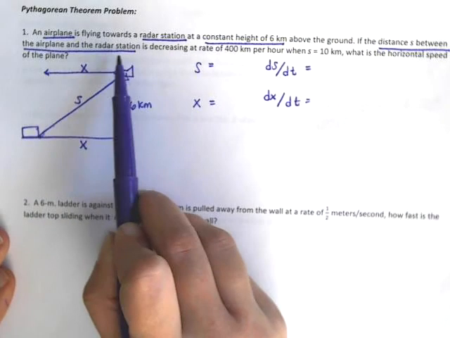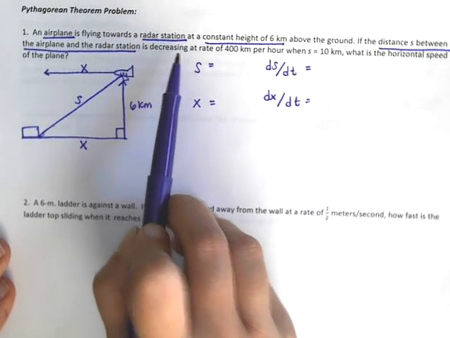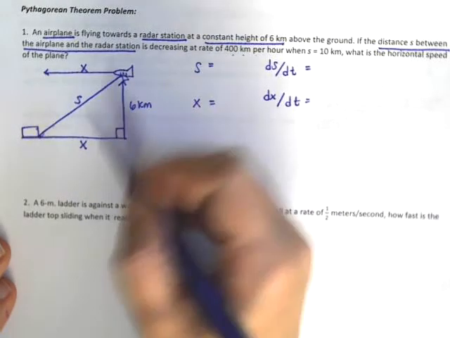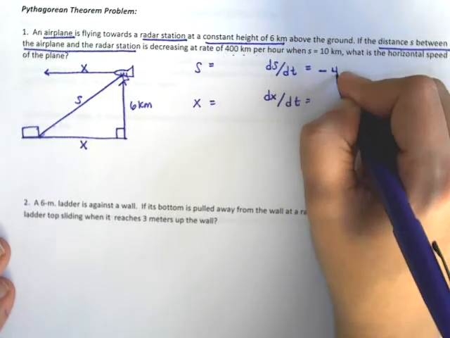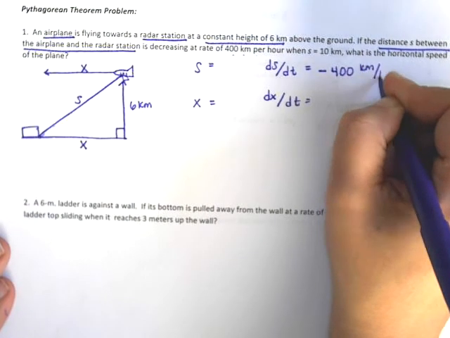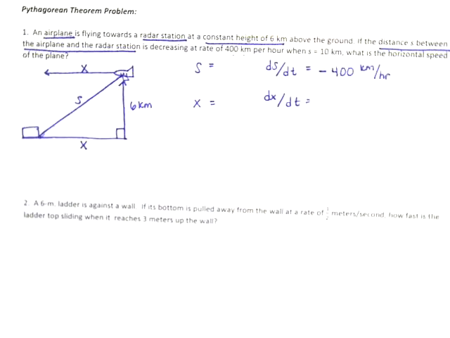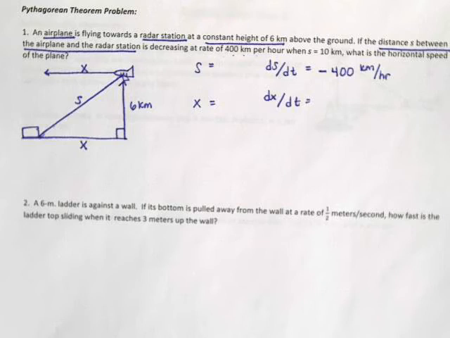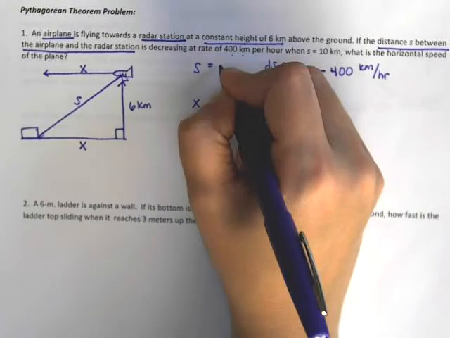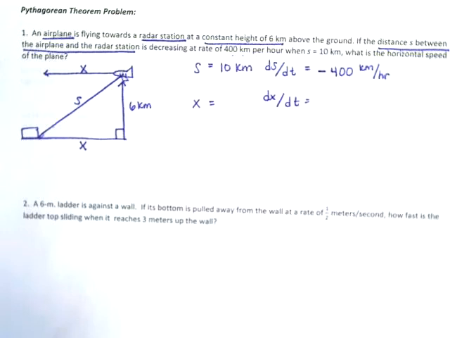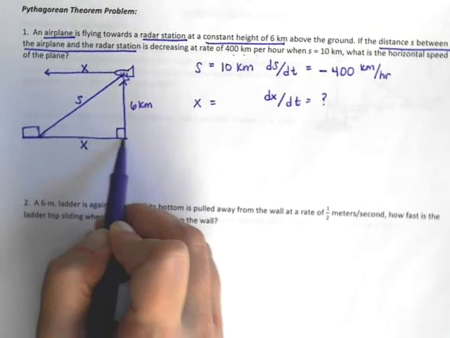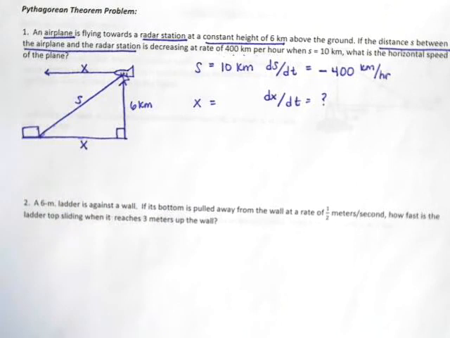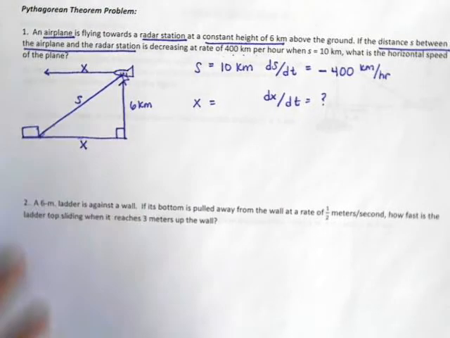The distance between the airplane and the radar station is decreasing at a rate of 400 kilometers per hour. So this distance s is decreasing, which means negative 400 kilometers per hour. That's the rate at which that distance is changing. When s is 10, so right now, at this moment, s is 10. What is the horizontal speed of the plane? Meaning we want to know how fast this part is changing, because that would be the speed that the plane is moving, because the plane is flying sideways.